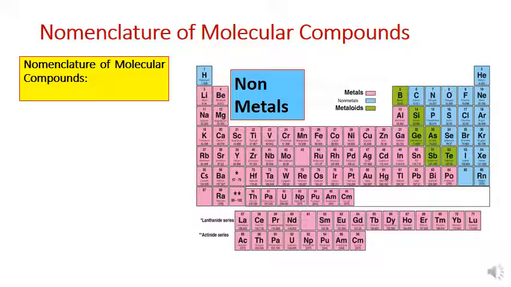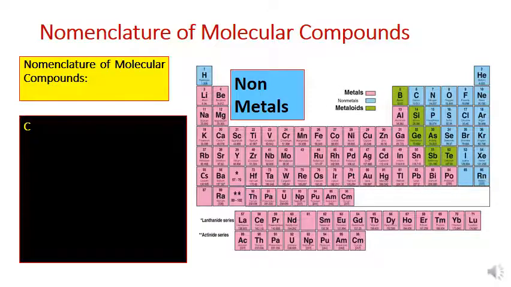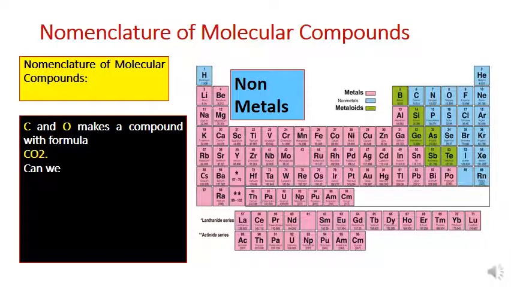So we have certain rules. Let's talk about the rules here. Suppose we take the example of carbon and oxygen, which makes a compound with the formula CO2. Can we write it as O2C? The answer is no. Why?